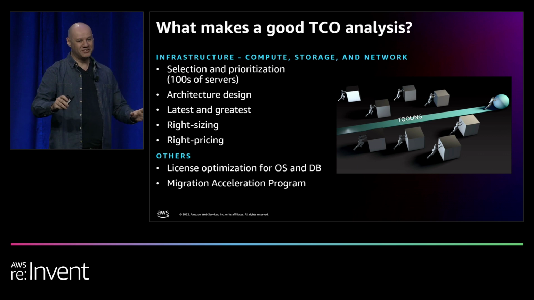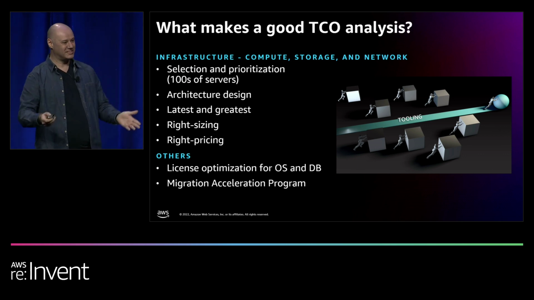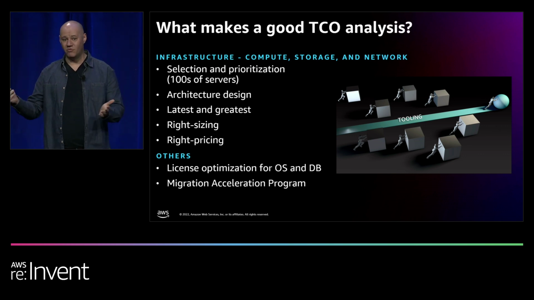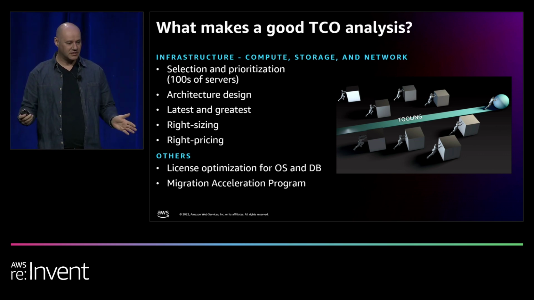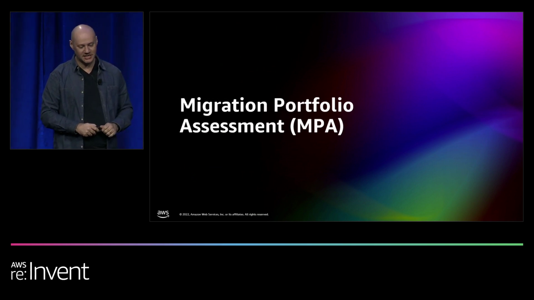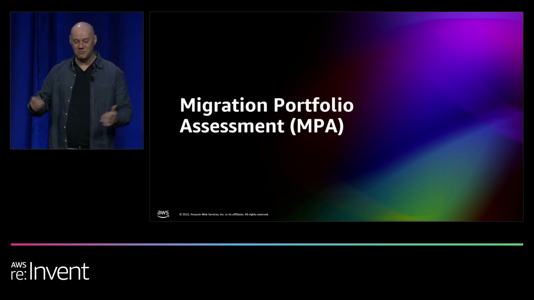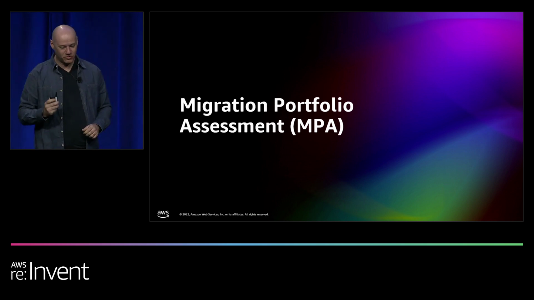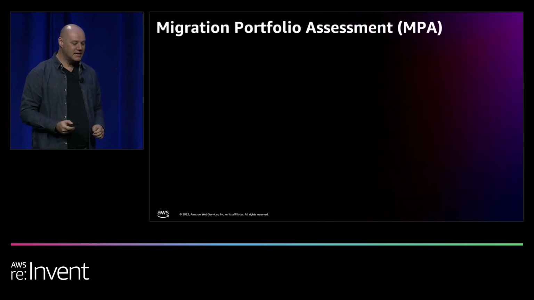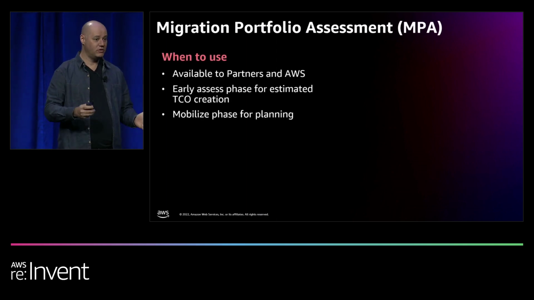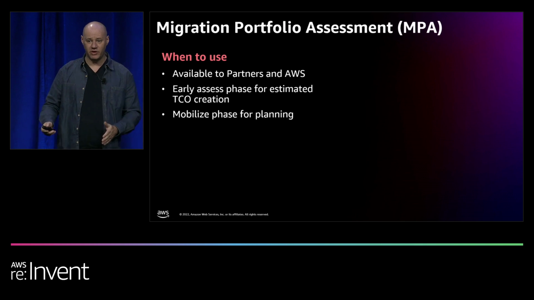But the most important thing is the tooling, right? So we want to talk about the tooling that will help you get to this TCO real quick. So the first tool, the main star of the show, is the Migration Portfolio Assessment, MPA. So every time you hear me talking MPA, this is what we are talking about, the Migration Portfolio Assessment. This is a tool that you want to use when you are a partner or you are an AWS employee.